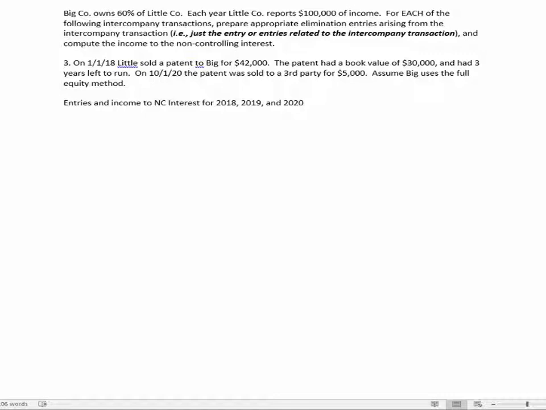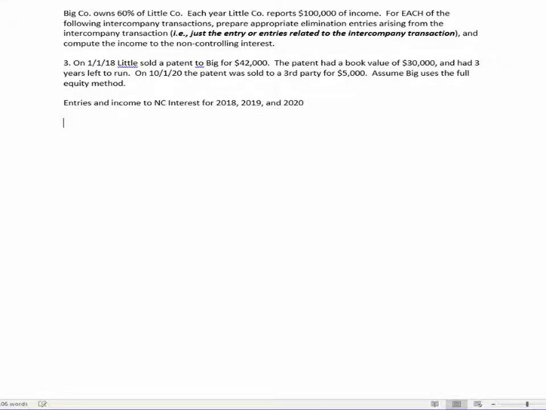So again, Big owns 60% of Little. Each year, Little reports $100,000 of income. And in this case, on January 1st, 2018, Little sold a patent to Big for $42,000. The patent had a book value of $30,000 and had 3 years left to run. On October 1st, 2020, the patent was sold to a third party for $5,000, and we're going to assume that Big uses the full equity method.